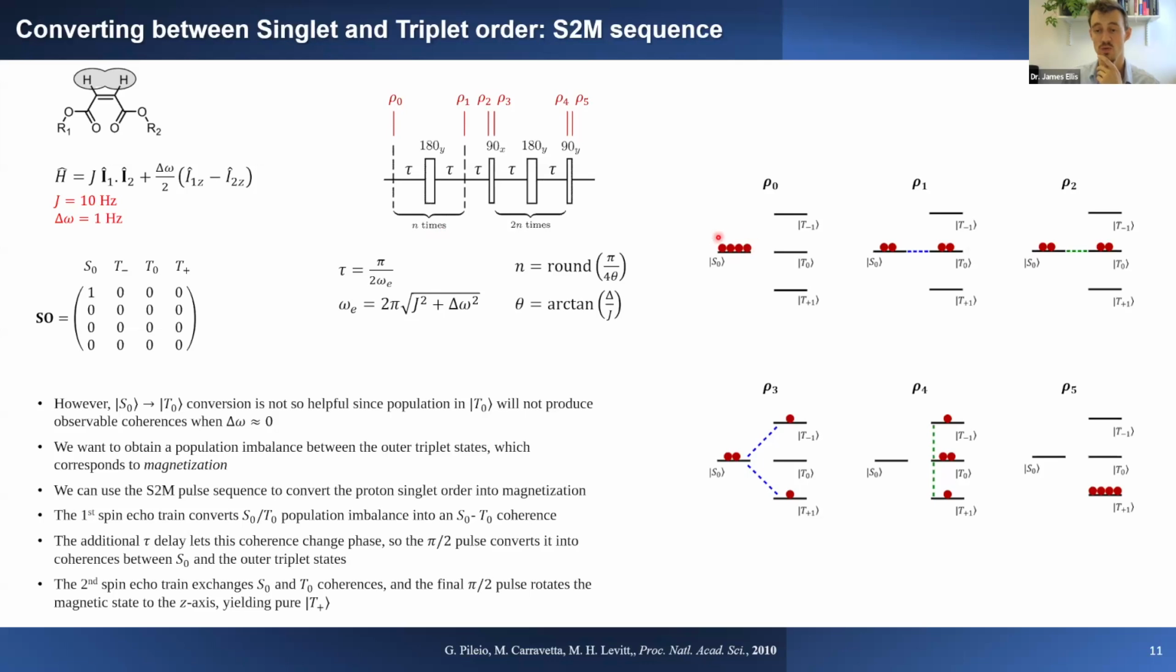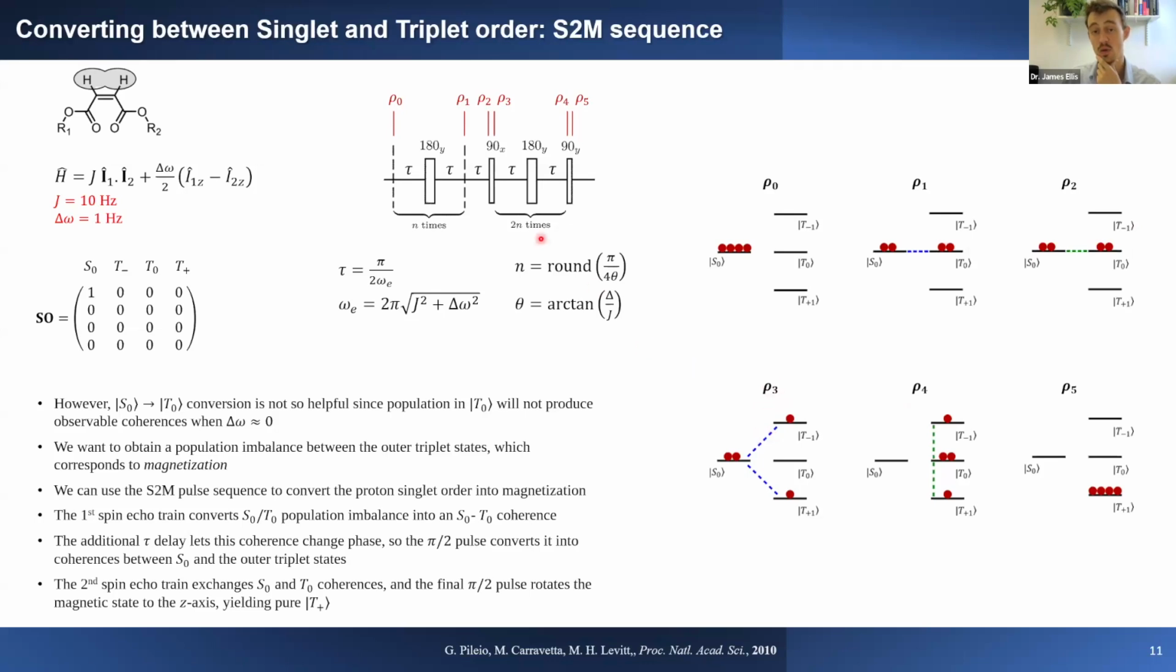And so our population evolves from the singlet order. We reach the halfway point where we've got half the population in the singlet state and half in the triplet zero state, and a coherence between the two. At that point, we wait for an additional tau period, and that lets this coherence pick up a pi/2 phase shift. Then we apply a 90 pulse, and that exchanges the population and coherence from triplet 0 to triplet plus and triplet minus.